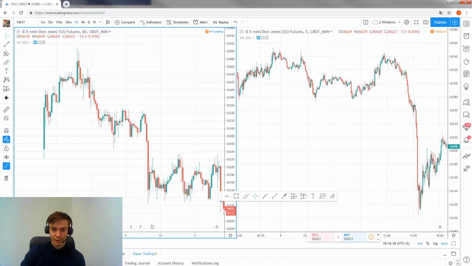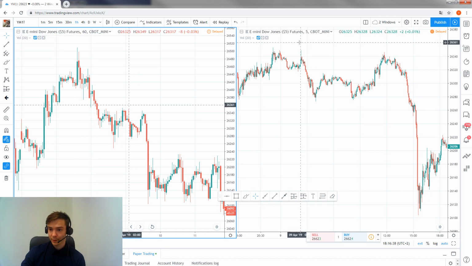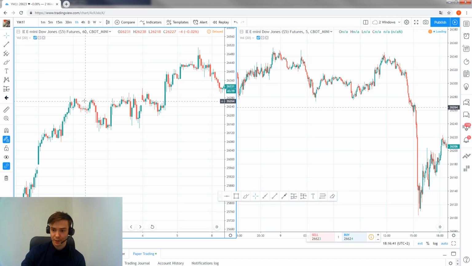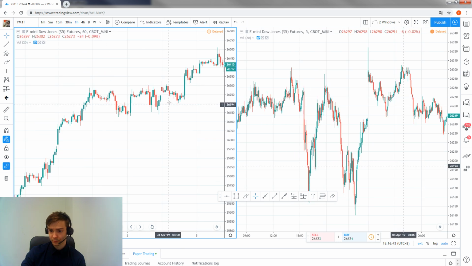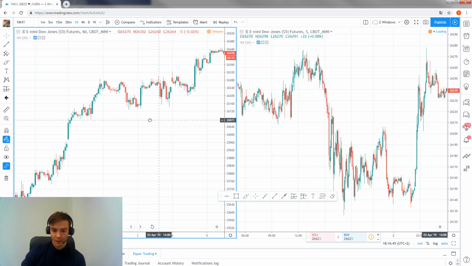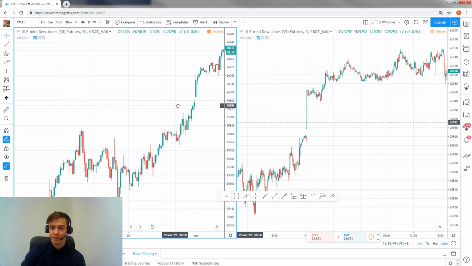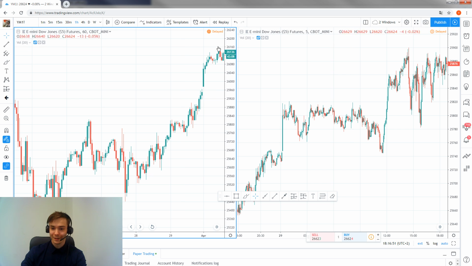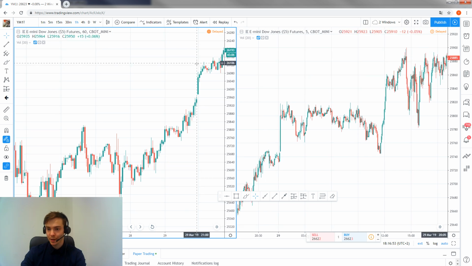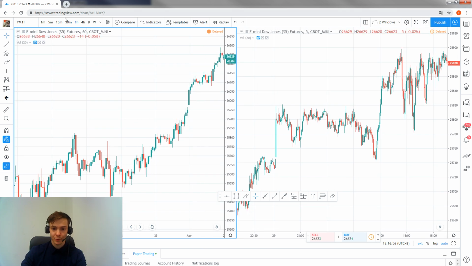Okay, so on the left I have 1 hour again, and on the right I have 5 minutes. It should be synchronized, and we can start from April. So the main direction is, let's say, an uptrend, and we would like to stick with the uptrend from 1 hour.